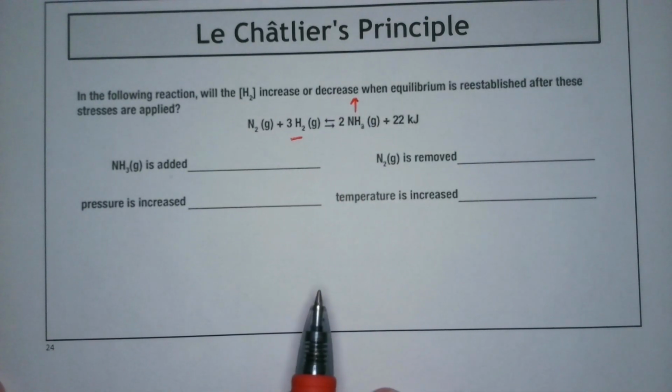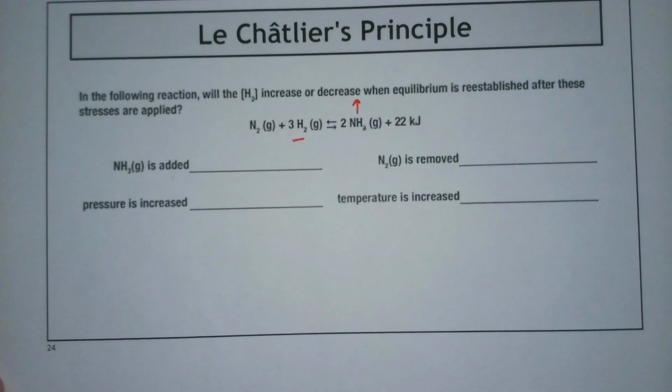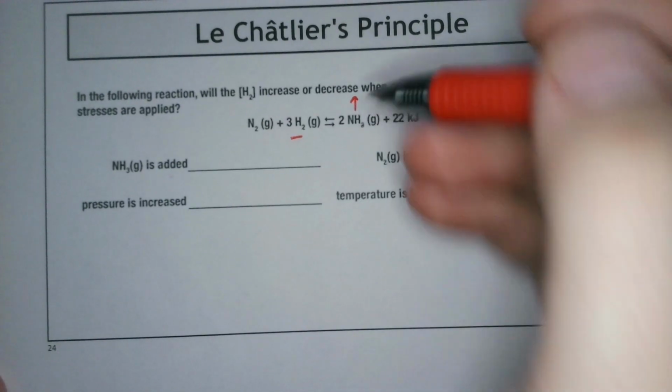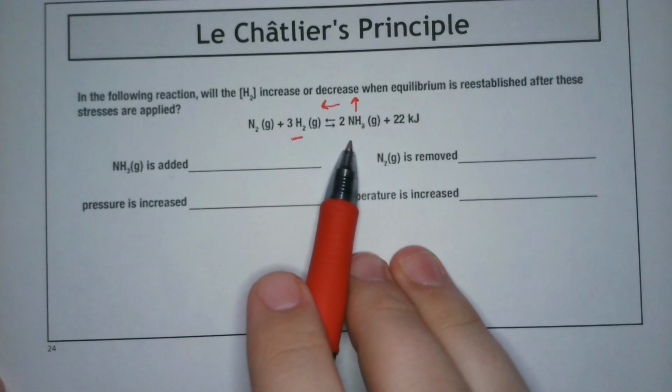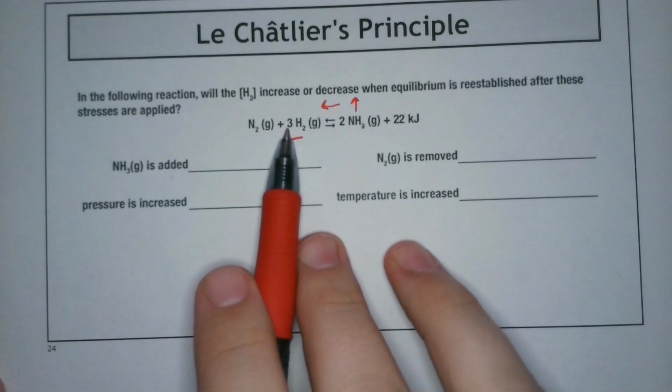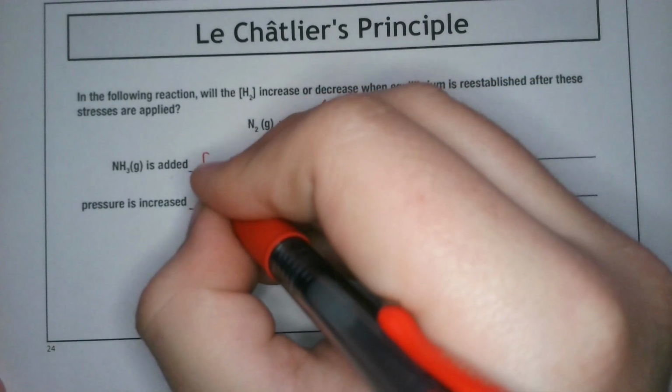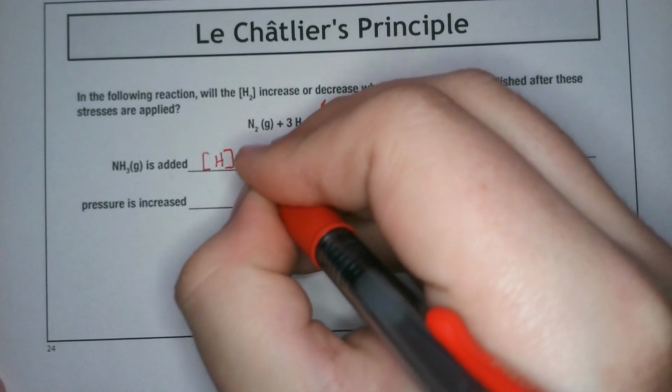I add some of that. Well, the reaction doesn't like that. It's going to try to mitigate your change. It's going to react against it, which means it's going to shift to the left to decrease the amount of NH3 you added, which, if you shift to the left, means you make more of this. So concentration of H2 goes up.